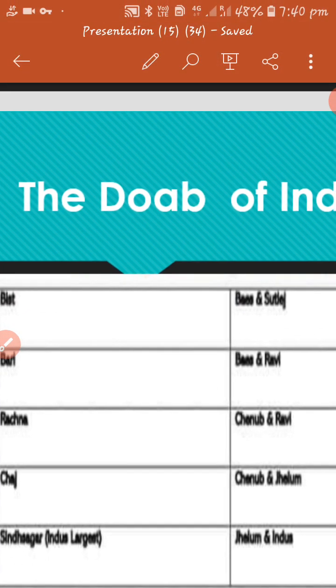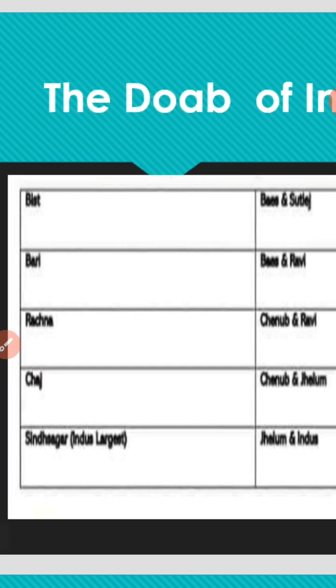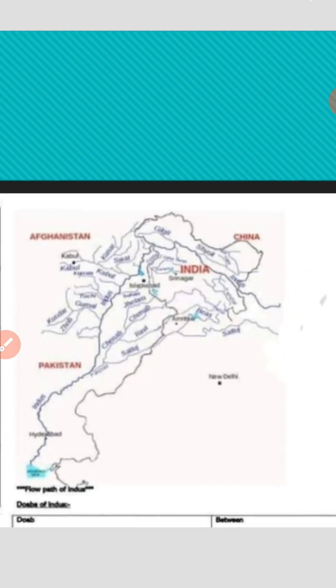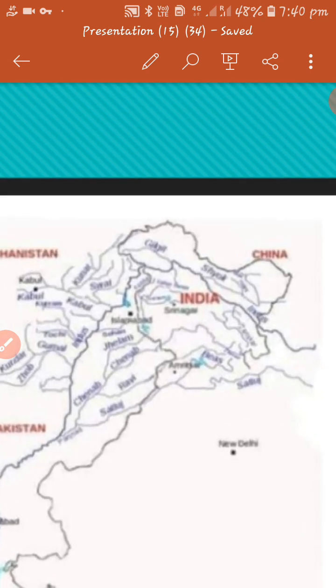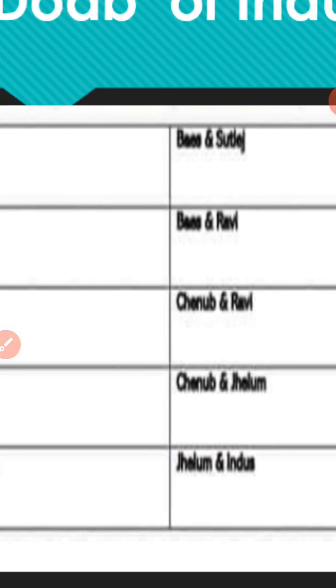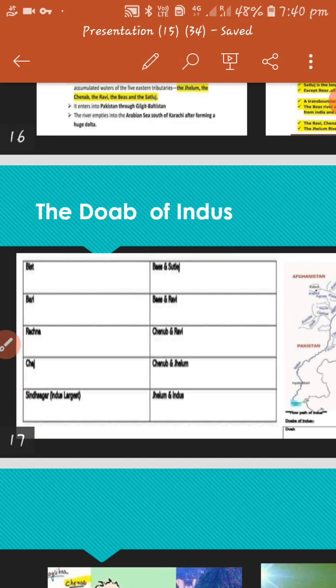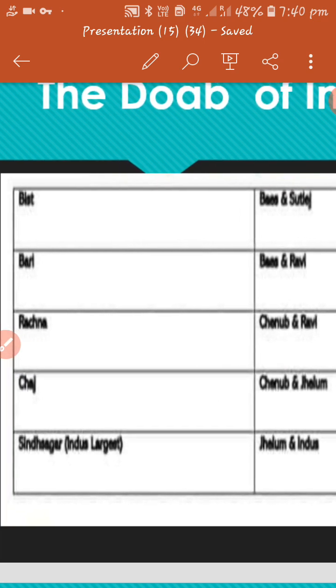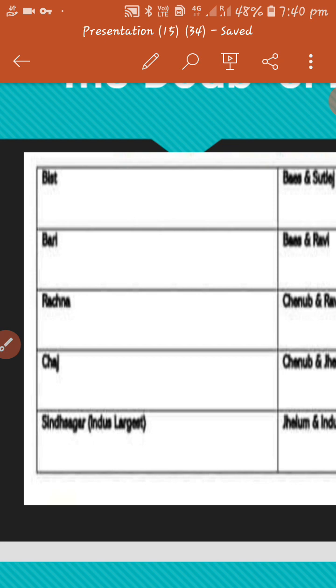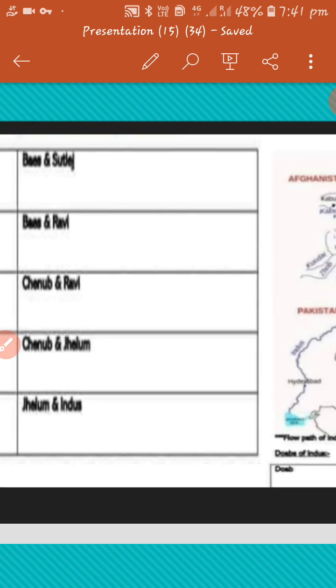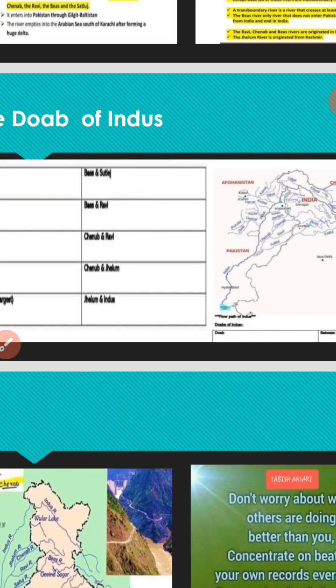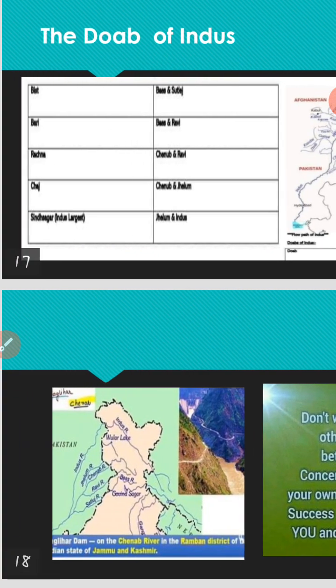Now the Doabs of Indus. Doab means the fertile region between two rivers. The fertile region between two rivers is known by the name of Doab. So the Doabs of Indus, we will find it clearly in other systems: Bist, Bari, Rachna, Chaj, Sindh Sagar. We will read it while discussing the questions on the Indus Valley system.